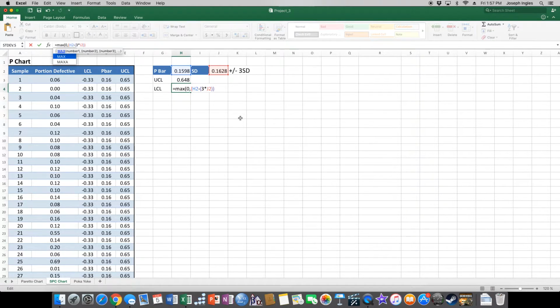Now what that does is Excel will look at it and say, all right, let me calculate the formula. If that number is greater than 0, then I'll put the number in. If the number is less than 0, then I'll put in 0.